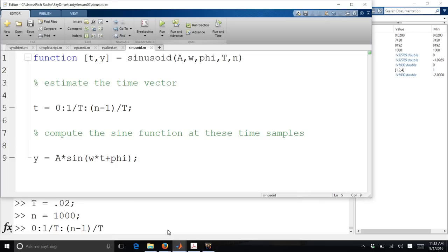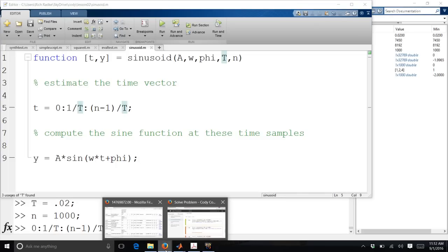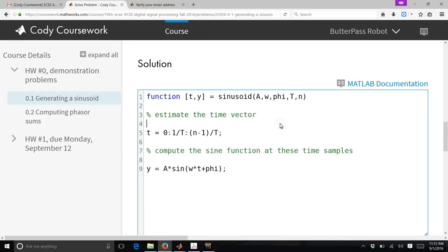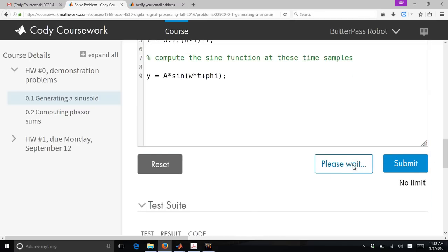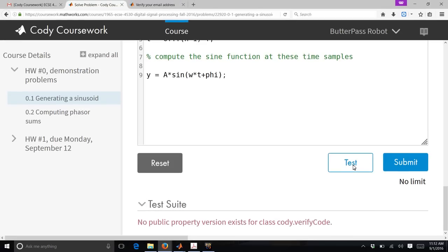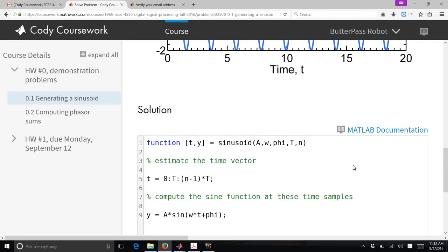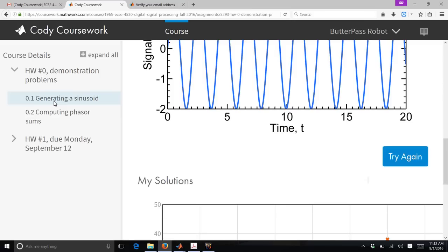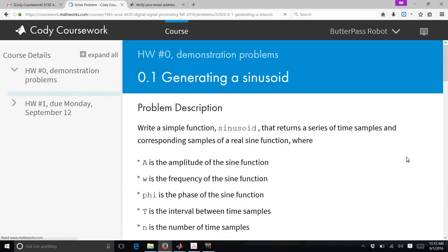This is stupid. Okay, so let's go back here. I don't need to use MATLAB to fix this, right? Because the samples are supposed to be separated by t, not 1 over t. I don't know why I did that. Okay, let's see how this goes. That didn't look so good. Let's go back here. Try again.